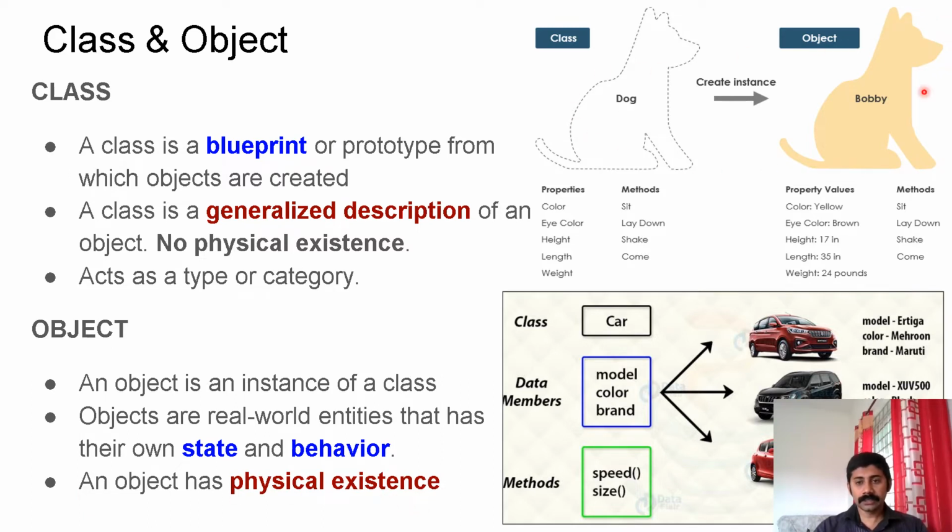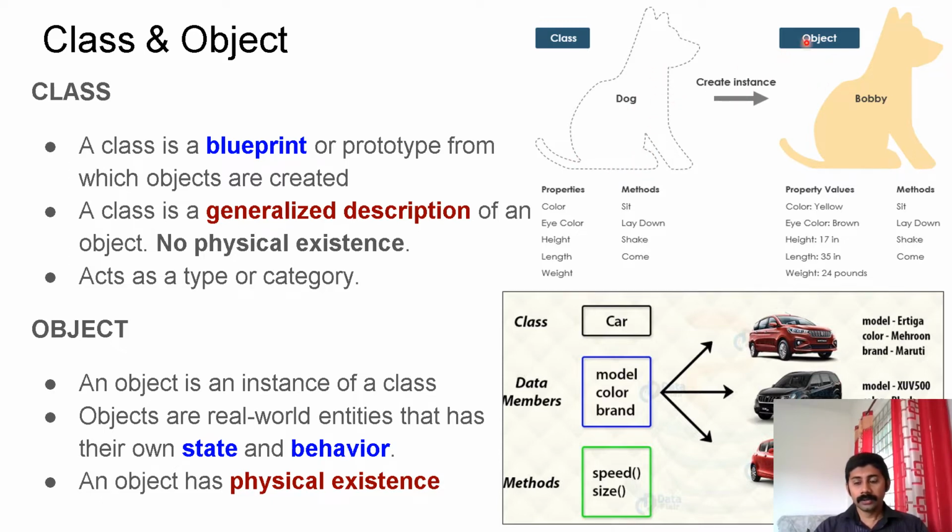Now let us consider this first diagram. In this diagram, we have a class dog. This is not a physical dog. This class represents a generalized description of a dog. Here, this dog has properties like color, eye color, height, length, weight, and methods or behavioral aspects like sniff, sit, lay down, shake, come. All are the generalized description of the class dog.